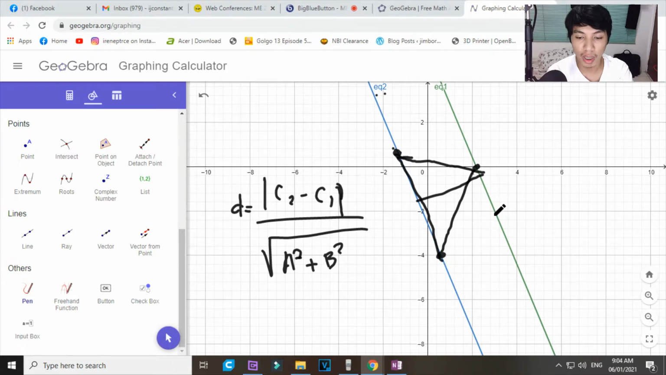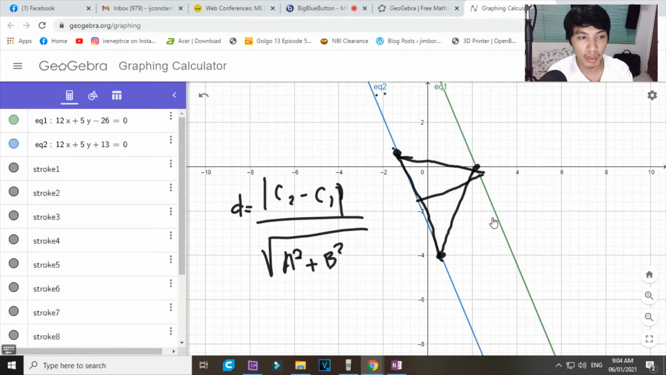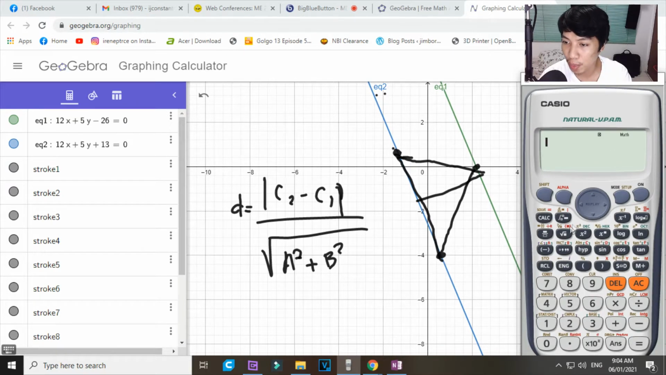Nakuha mo na. Meron kang equation ng unang line, makita mo dito. Yung C niya is -26 tapos 13, 12, and 5. Makuha na natin sa calculator. Calculate na natin. Naka-absolute value. So, 26 minus 13, bale, that is 39. Tapos yung square root nun sa baba, that is 12 squared plus 5 squared. Okay? That is 13. 39 divided by 13, the distance or the height of the triangle is 3. The height of the triangle is 3.